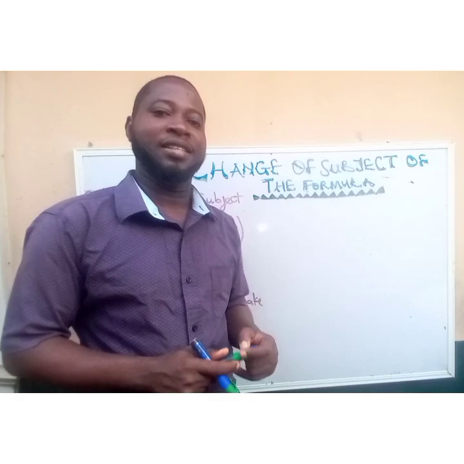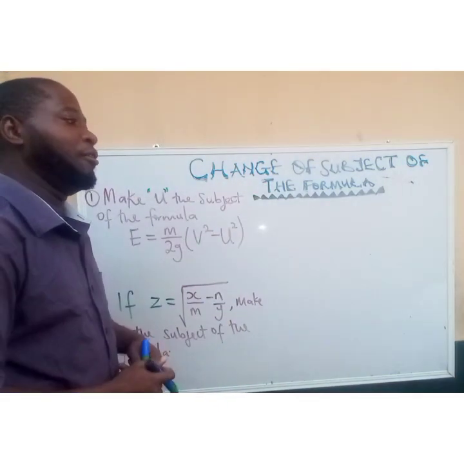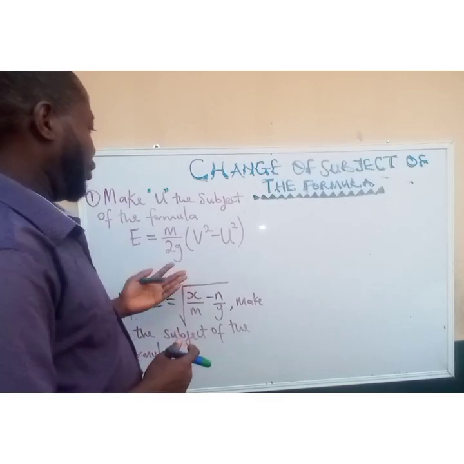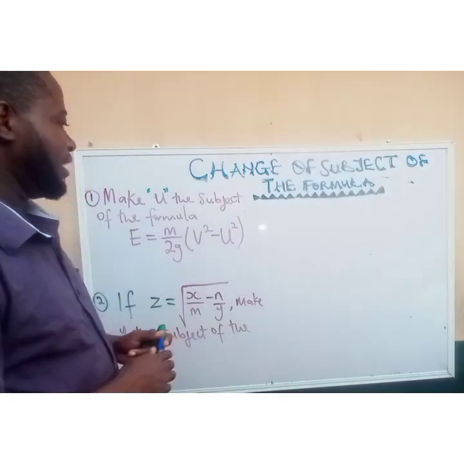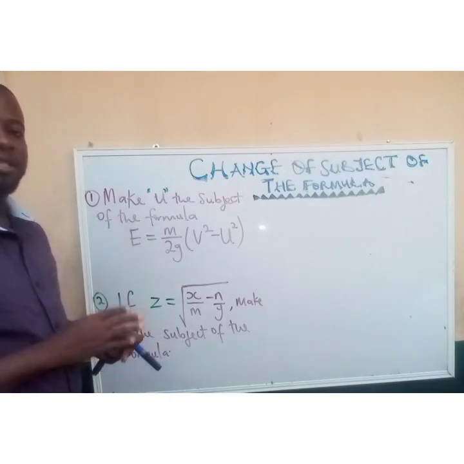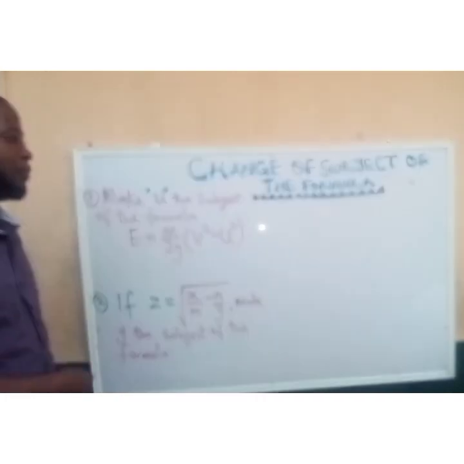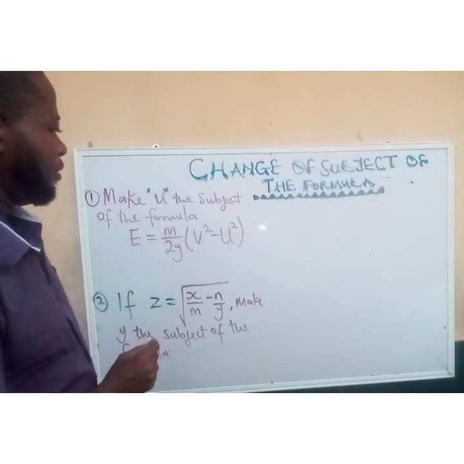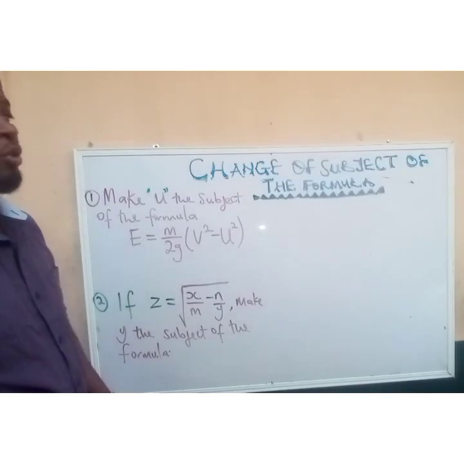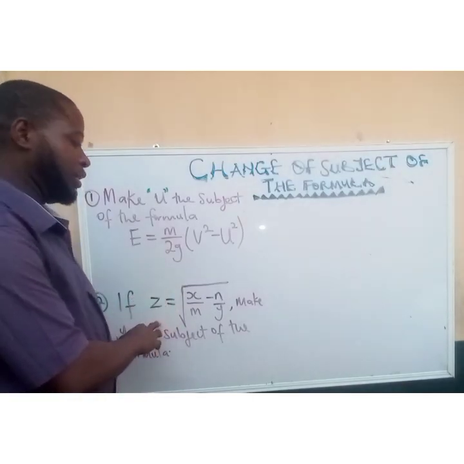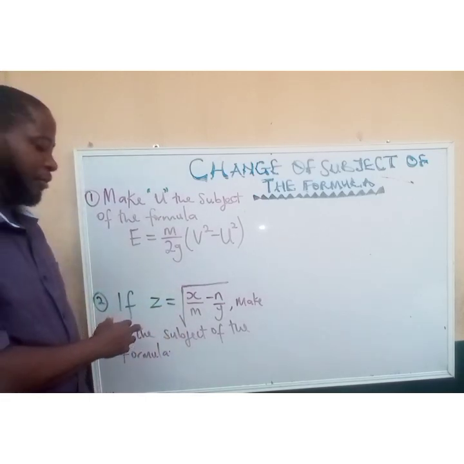In today's class, we shall be concluding this topic, change of subjects of the formula. So we have two more examples on the board. As we all know, in our last class, we also discussed two examples. So today's examples are examples of change of subjects of the formula that involves squares and square roots. We are going to provide solutions to these using the guidelines I gave in the previous class.